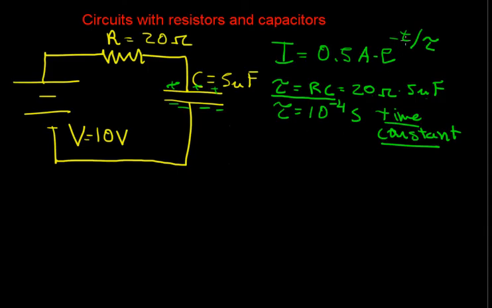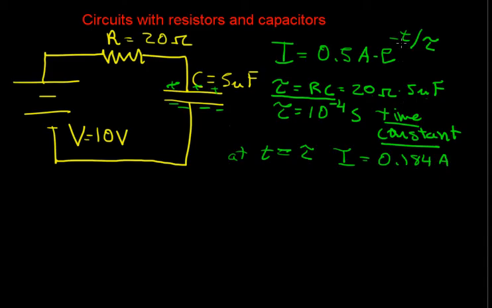And so you can see when t is equal to 1 time constant, in other words 10 to the minus 4 seconds for this circuit, you get e to the minus 1. And as I said last time, after 1 time constant, our current is reduced by 1 over e, which is about 0.368. And so at t equals tau, we got the current to be equal to about 0.184 amps.